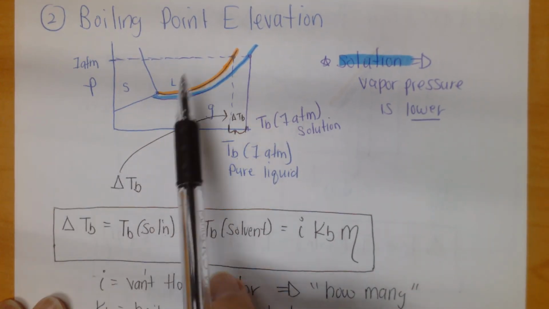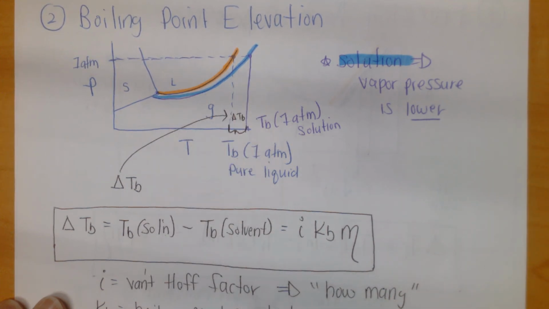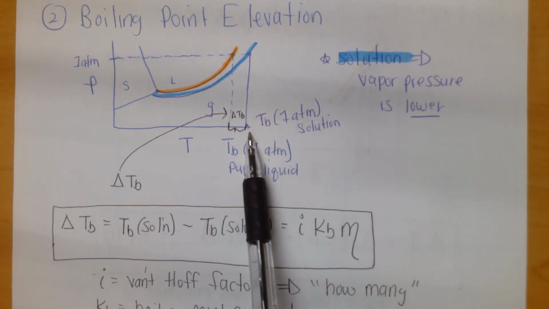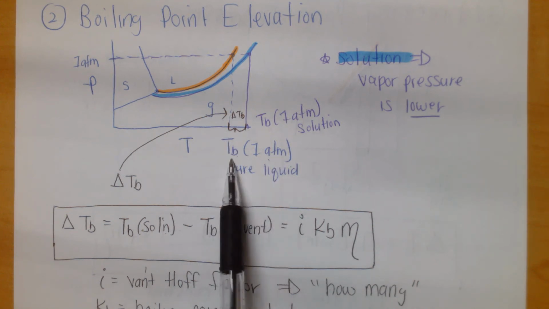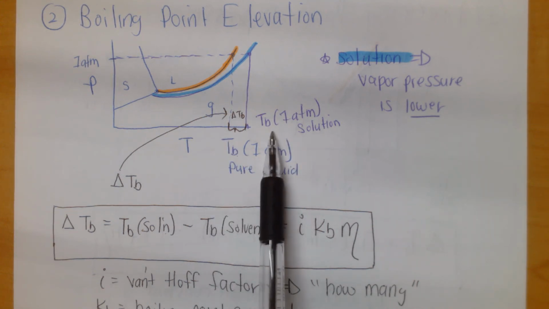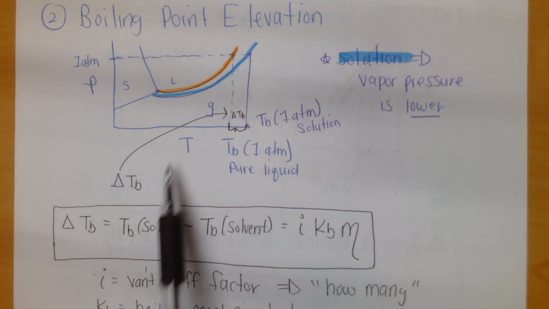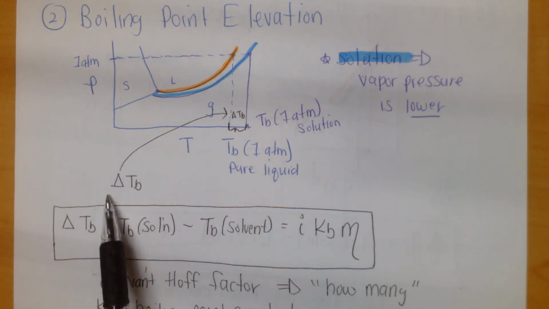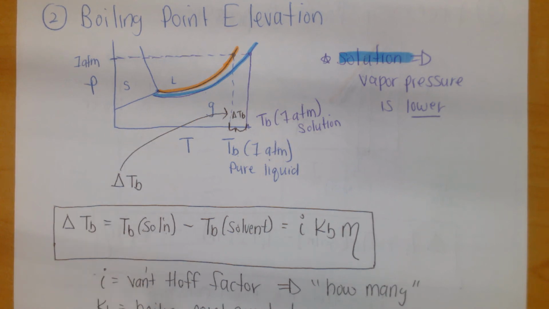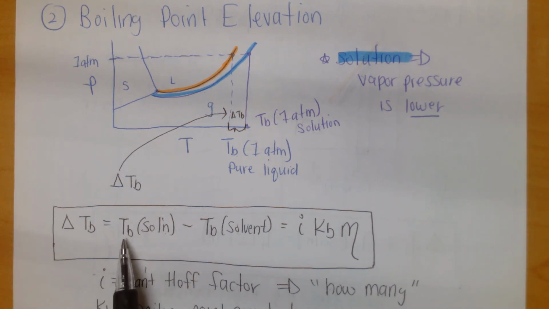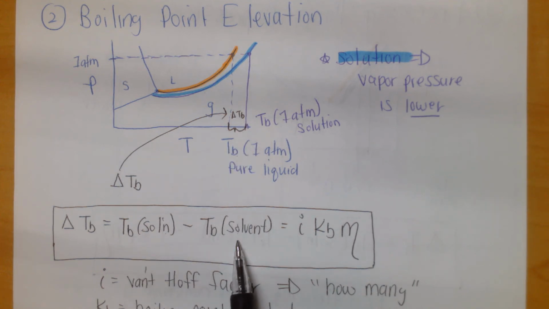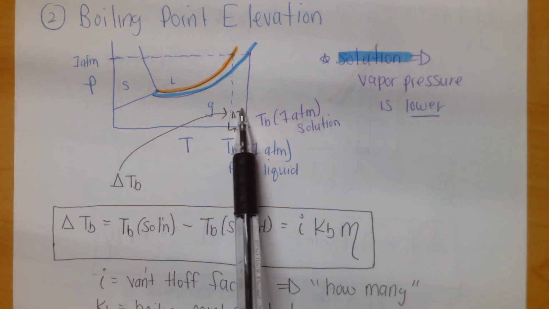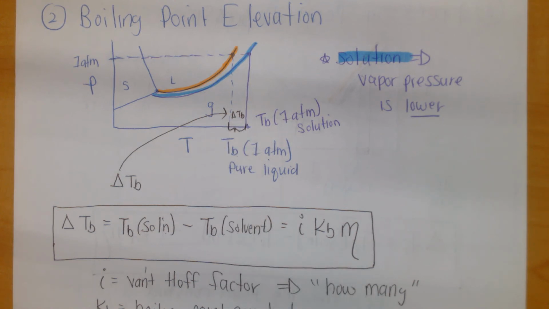We have again our phase diagram, and the difference going from the boiling temperature of the pure liquid to the solution is called delta TB. That is the change in boiling temperature: the temperature of boiling of the solution minus the temperature of boiling of the solvent. So delta TB equals TB solution minus TB solvent, and that is equal to i Kb m.